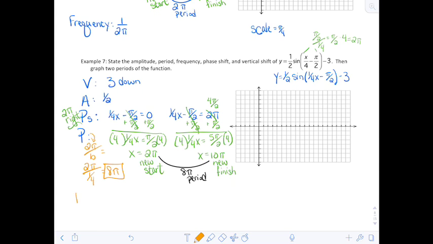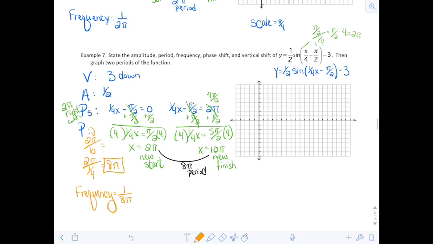Okay, and once again, they want frequency, so quickly, just to tell them, frequency is the reciprocal of 8 pi, so that's 1 over 8 pi. Good. Okay, so I need to get all the way out to 10 pi. So I actually have this figured out.